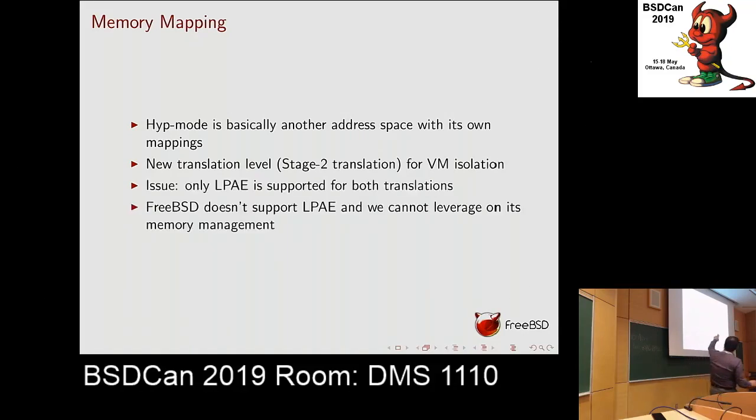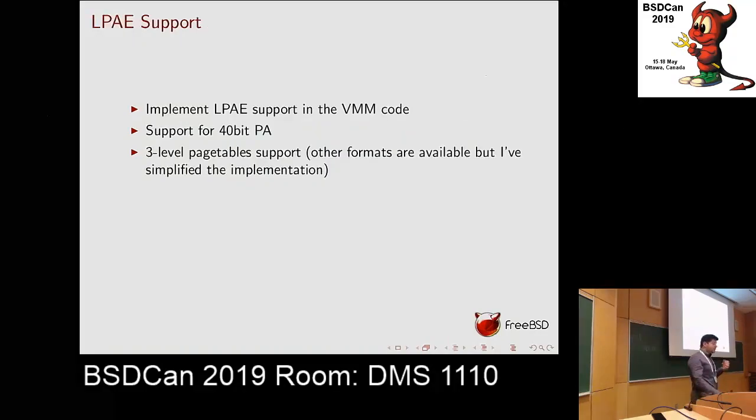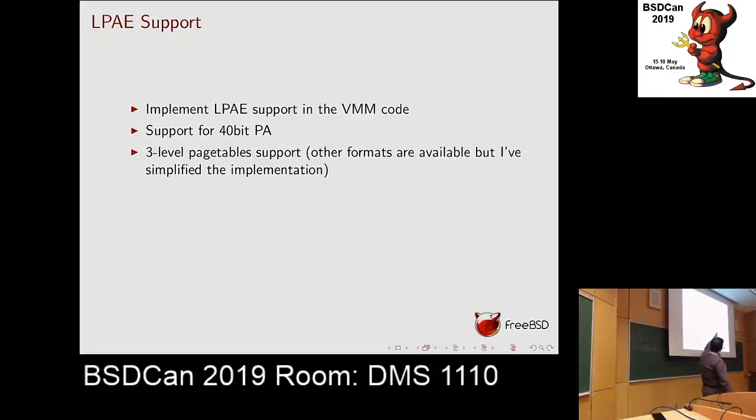Both of these mappings, the hyp mode mappings and the stage 2 translation mappings, have a requirement: LPAE, large physical address extension, support. LPAE means that you can map more than 32 bits of physical address on 32-bit architectures. The problem is that FreeBSD does not support LPAE in ARMv7, so we cannot leverage its memory management. We had to implement our own LPAE support in the VM code.